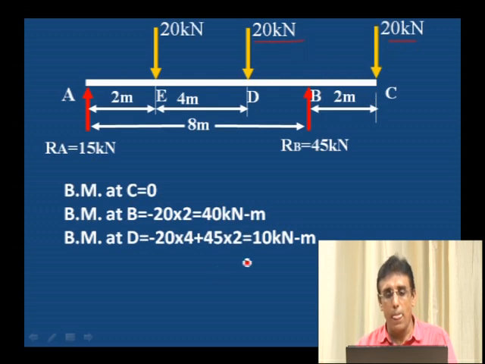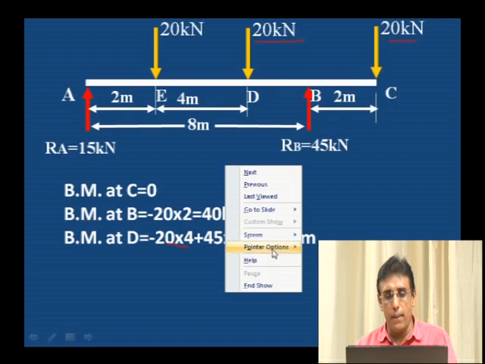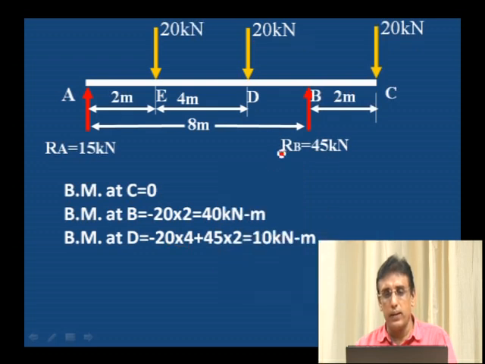20 into 4, and then the reaction into distance from D to B. Reaction is 45 and distance from D to B is 2 meter. 45 into 2 is plus because it is an anti-clockwise moment, and minus 20 into 4 is the clockwise moment. Therefore, bending moment at D is equal to 10 kilonewton meter.